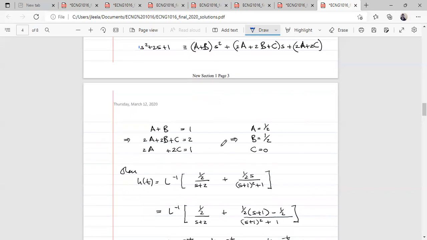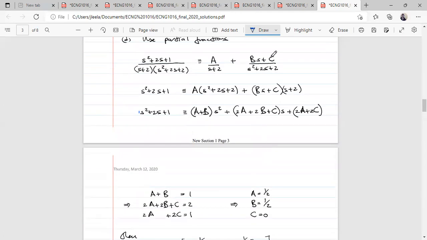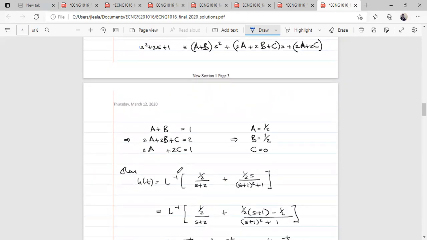When you solve this system of three equations in three unknowns, you'll get A is a half, B is a half, and C is 0. So this is the Laplace transform of a half over s plus 2, plus a half times s over (s plus 1) squared plus 1.